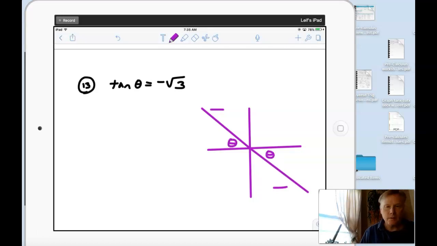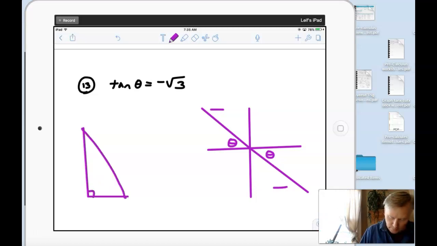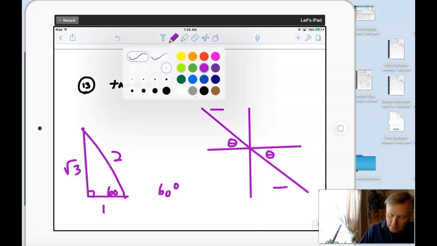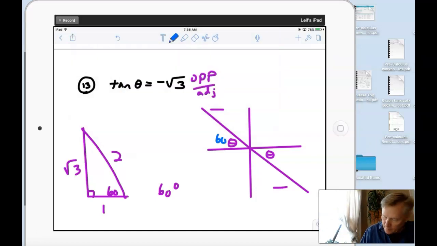Question is, what is it? So I see that square root of 3, so I'm thinking maybe 30, 60, 90. So the reference angle, tangent is opposite over adjacent. So which angle is opposite the square root of 3? That would be the 60. So 60 degrees is my reference, which means these two numbers are 60.